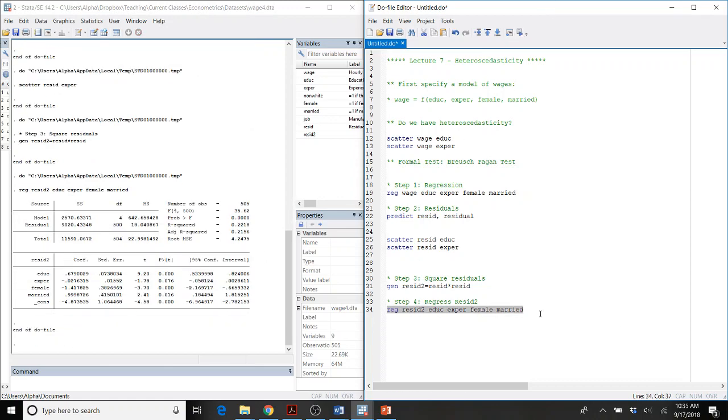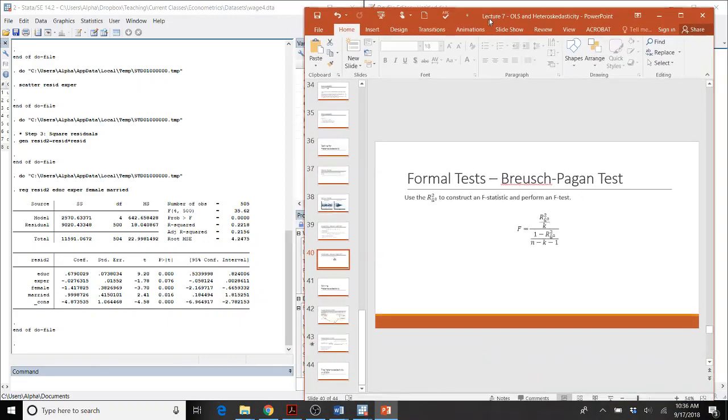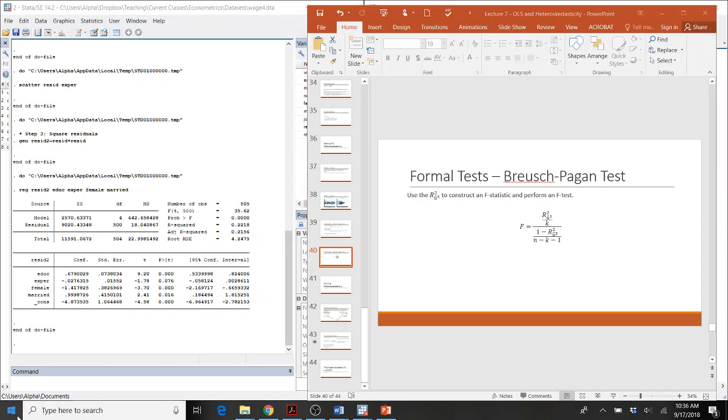Boom. Now what we do here is we keep our r squared, so our r squared is equal to 0.2218. All right, so we keep that, and then step 5, we're going to perform an F-test using the r squared. All right, so now let's do that. Let's open up our slides here. Oh, look at that. We are already there. Let's calculate this.